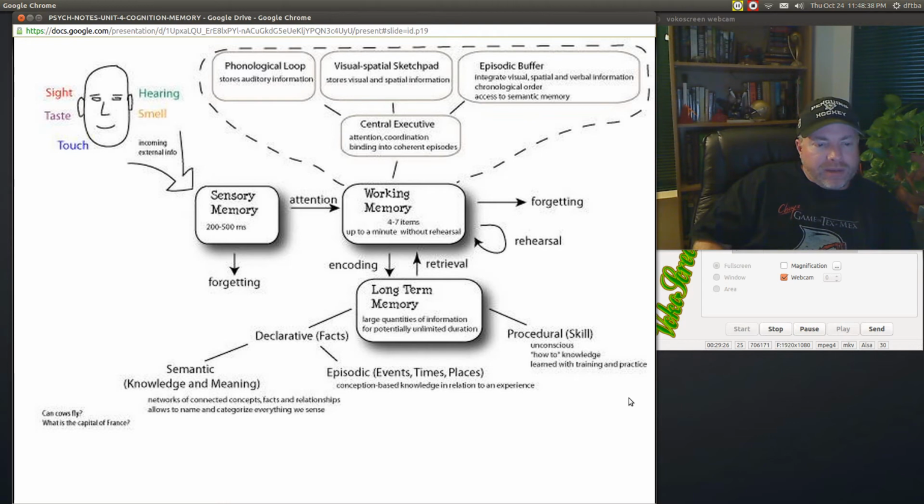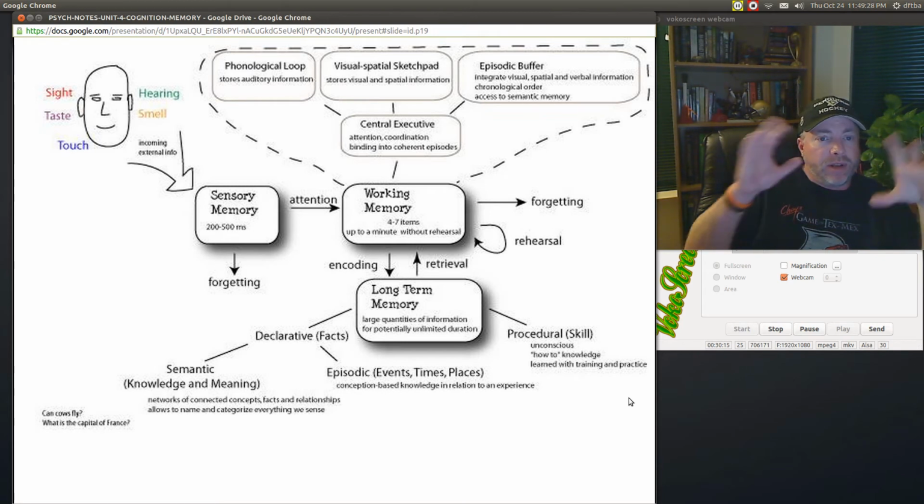Declarative facts are broken up into episodic events, which are events, times, places, dates, that sort of thing. And semantic are the knowing and meaning ones, where you're connecting concepts, facts, and relationships. Things like, what's the capital of France? Procedural skills on the other side are more like unconscious, how-to knowledge, and you've learned them with training and practice. So declarative means explicit, and the procedural or skill, the unconscious ones, would be implicit. Now, above working memory is kind of interesting. We've got these different loops and buffers, the central executive, and the visual-spatial sketchpad.